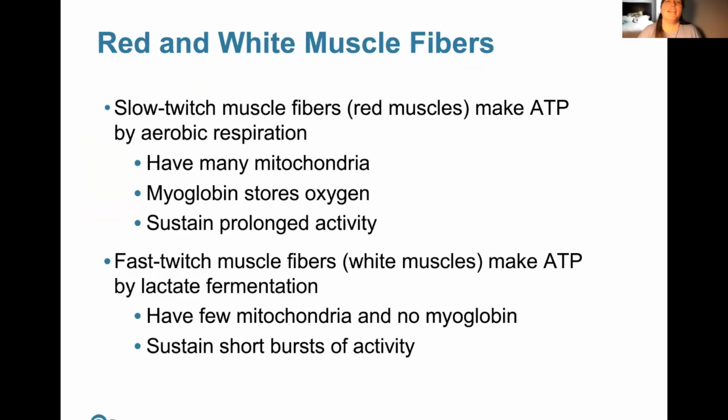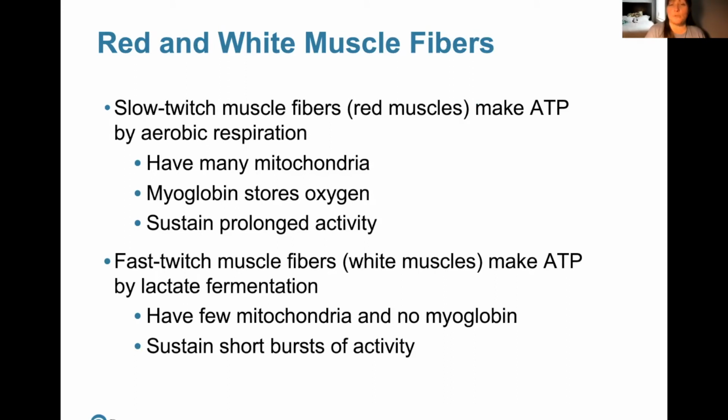There you go. Now, this is the important one. We're going to look over this, and then I am going to tell you something to remember. Okay, there you go. We have slow twitch and fast twitch muscles. Slow twitch, known as red muscles, make ATP by aerobic respiration. A lot of mitochondria, myoglobin stores the oxygen, sustain prolonged activity. I'm going to tell you an easier way to remember this in a second.